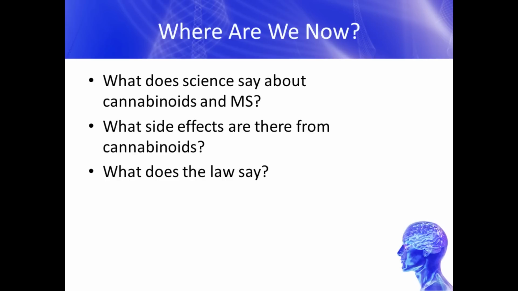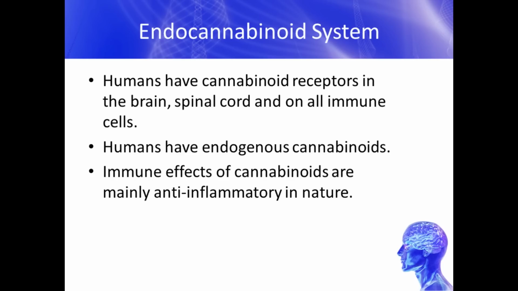So that's some of our past history. Where are we at right now? What we're going to look at as we go forward is: what does the science say about the use of cannabinoids in multiple sclerosis? What are the side effects of cannabinoids, and what does the law say about this?